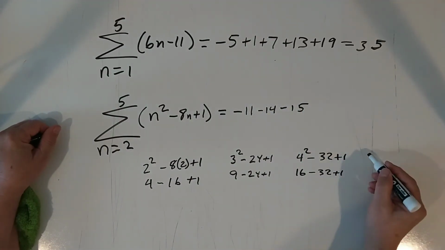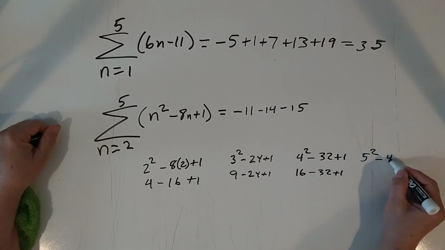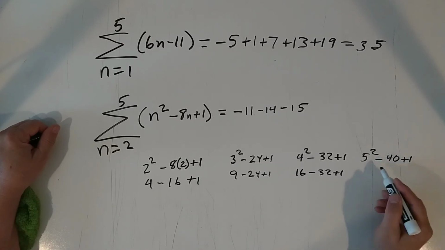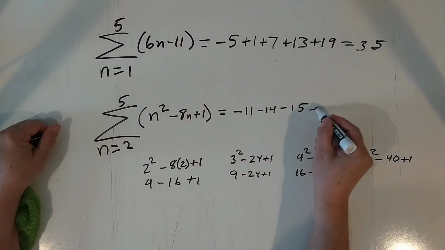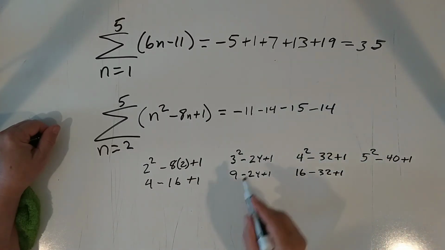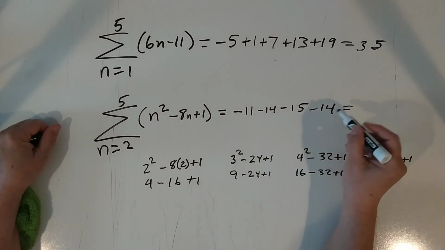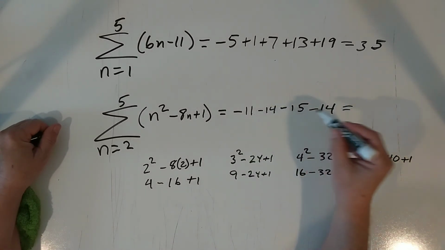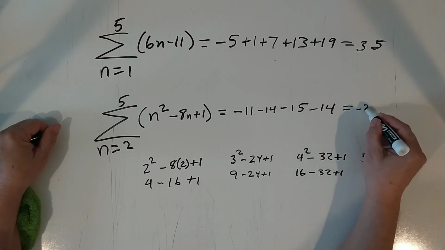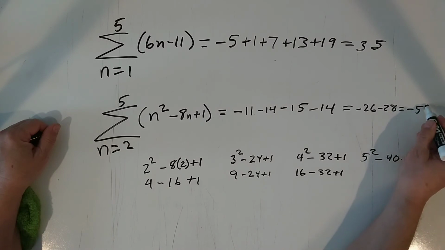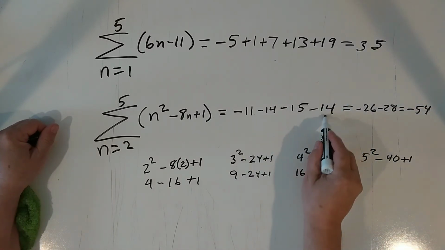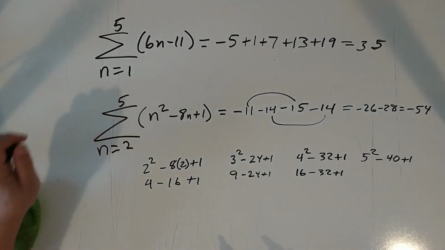And then finally we have 5 squared minus 8 times 5, which is 40, plus 1. 5 squared is 25, minus 40 is negative 15, plus 1 is negative 14. And now when we add these up, we'll get negative 28 and negative 26 and negative 28, which is negative 54. Notice that I added up numbers that I could add quickly.